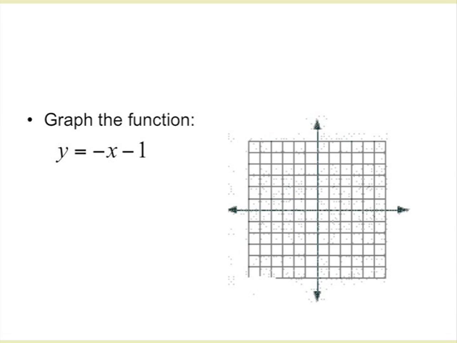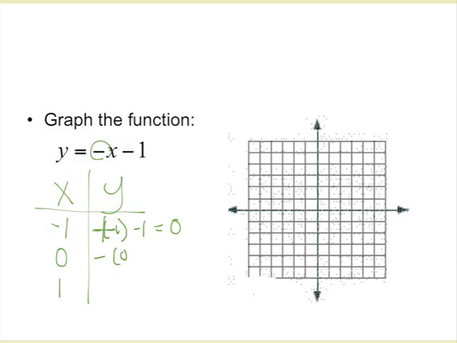So to graph this one, I'm going to make my chart. I'm choosing to plug in -1, 0, and 1. Now to be pretty careful on this one because the equation already has a negative in it. So I'm going to plug in a negative, -1. Double negative really turns this into a +1, and I get 0. I plug in a 0, minus 1 gives me -1, and a 1, minus 1 gives me -2.